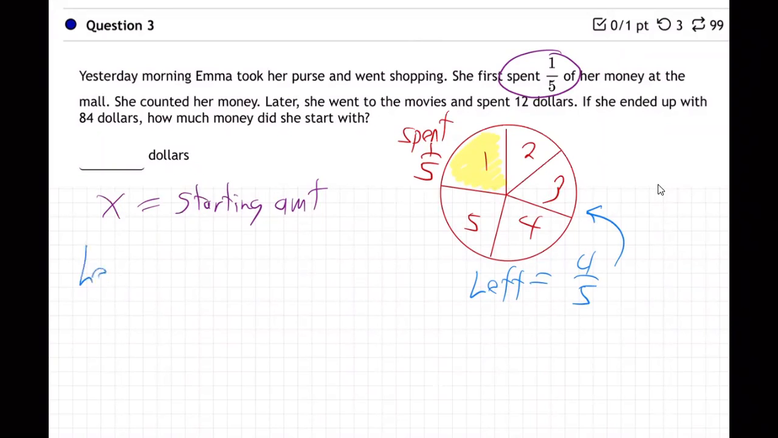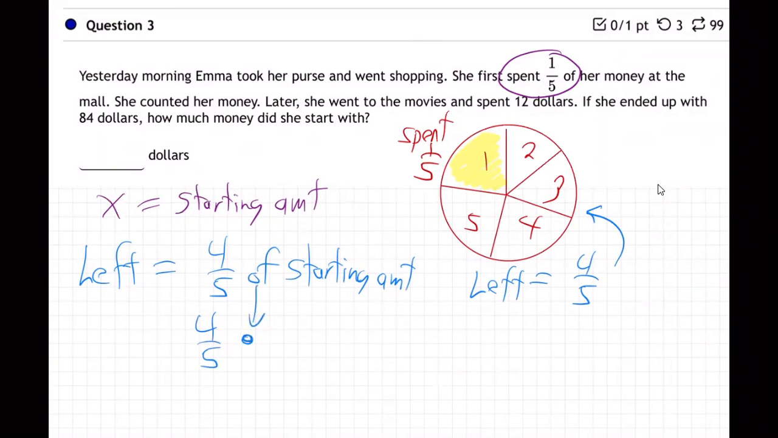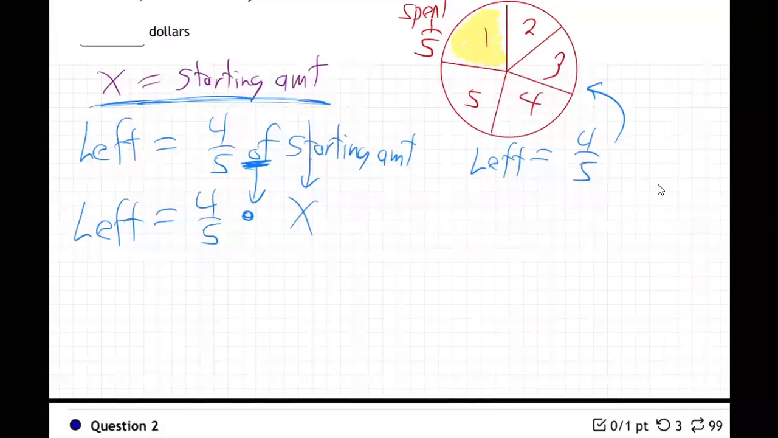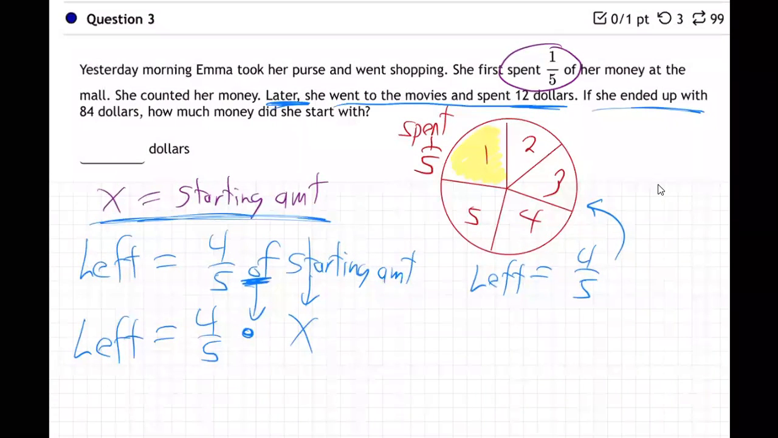So we just need to say, okay, so what is left is 4/5 of the starting amount, which is 4/5 times, of is always multiply. Starting amount is X. We said it right here. So that's what is left after she does her first spending. She spent 1/5 of her money, so that leaves her 4/5 times her money. So 4/5 is left, and later she went to the movies and spent $12. So now, and then she ended up with 84.